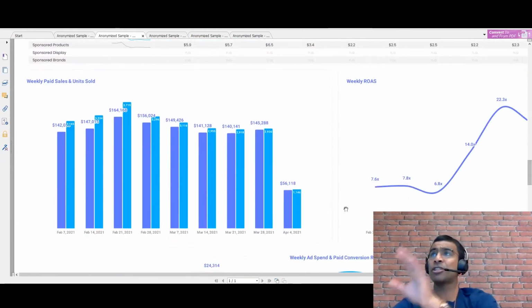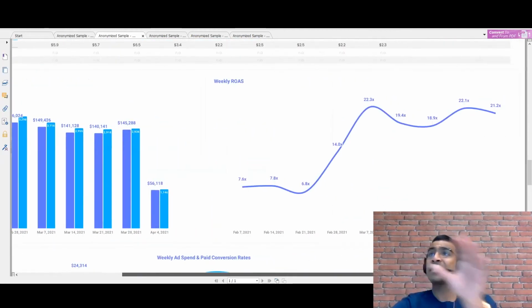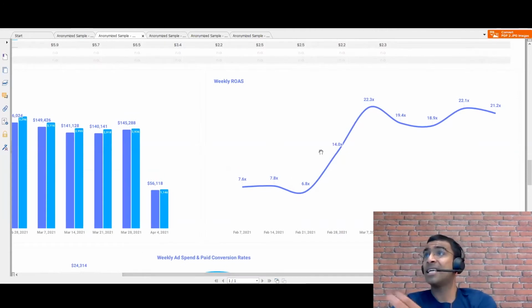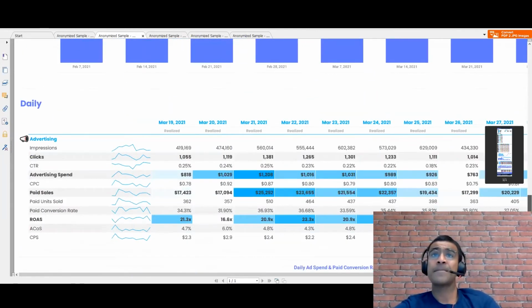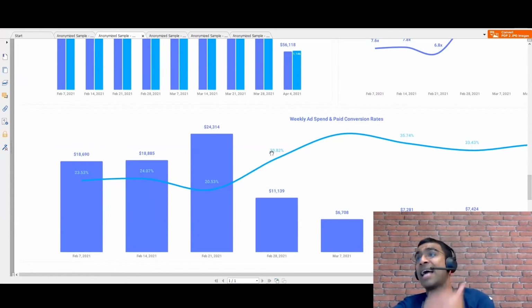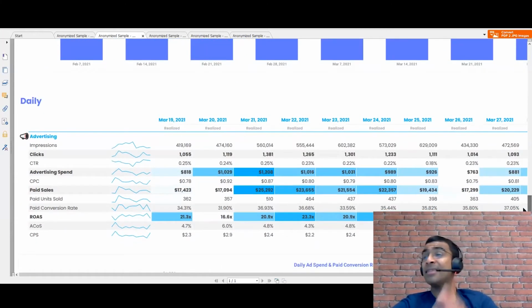You keep scrolling further down, you've got some charts here to quickly make sense of the data. You can see that the weekly ROAS has been rising, which is a great sign. You can scroll down and you can see, let's say maybe, the ad spend and the conversion rate, right? The correlation between the two. And then the same data broken out on a daily basis, right?